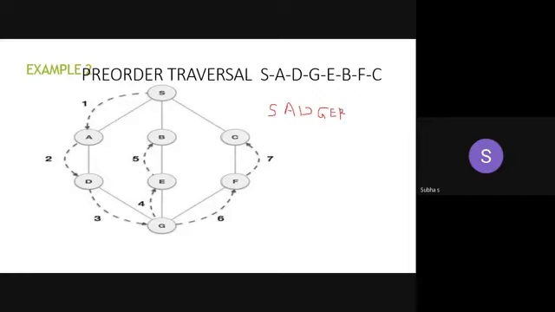Then B is there. There are no more unvisited vertex from B because only E is the adjacent vertex. So what I have to do? Pop this B from the stack. Backtrack. Where you have to go? Go to E. Check whether any unvisited node from E. There is no more unvisited node. So again you have to pop E from the stack. Now top is pointing to whom? G. Yes.